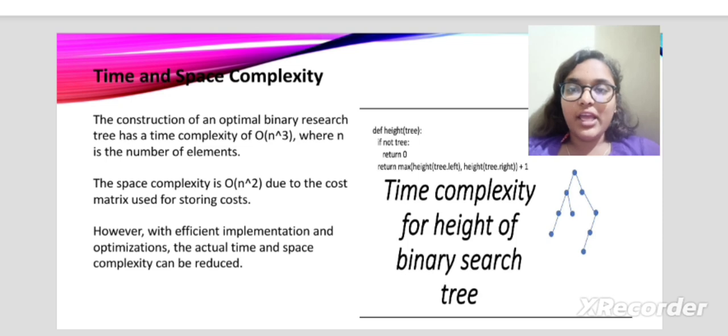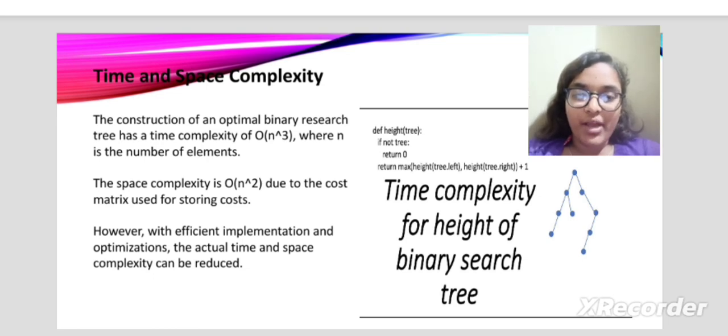Next, the time and space complexity. The construction of an optimal binary search tree has a time complexity of O(n^3), where n is the number of elements. The space complexity is O(n^2) due to the cost matrix used for storing costs. However, with efficient implementation and optimizations, the actual time and space complexity can be reduced.